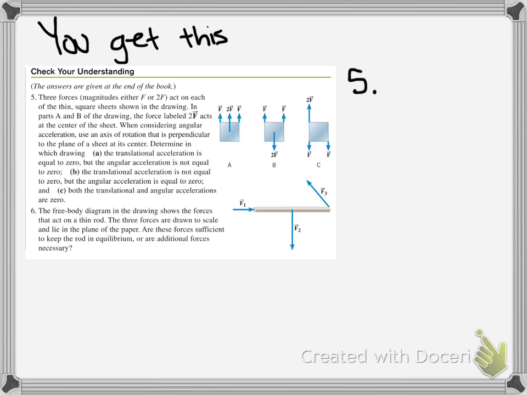So, 3 forces act on each of the thin square sheets shown in the drawing. In parts A and B of the drawing, the force labeled 2F acts at the center of the sheet. When considering angular acceleration, use an axis of rotation that is perpendicular to the plane of the sheet at its center. Determine in which drawing the translational acceleration is equal to 0, but the angular acceleration is not equal to 0. So, translational acceleration is just a fancy word for normal acceleration, the one that you've always been dealing with.